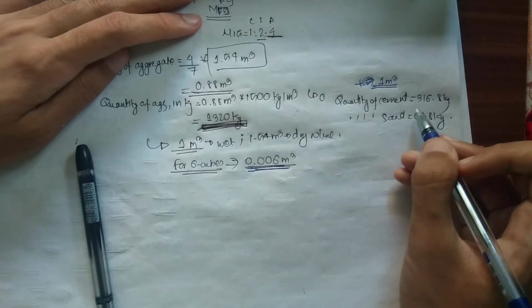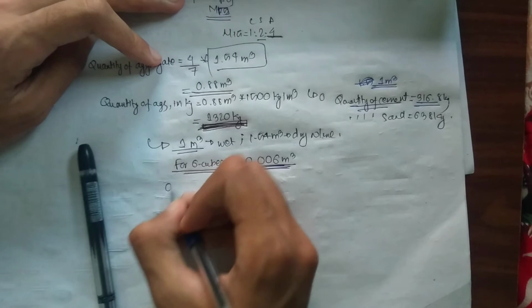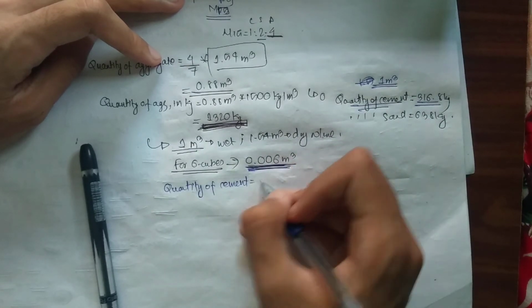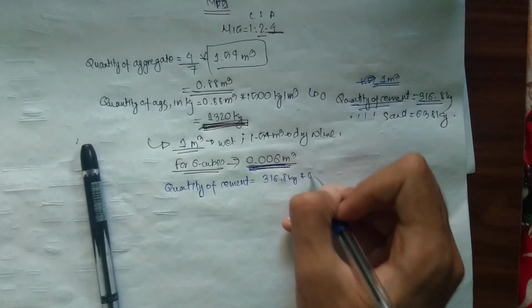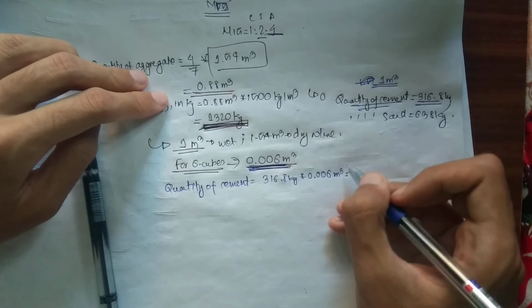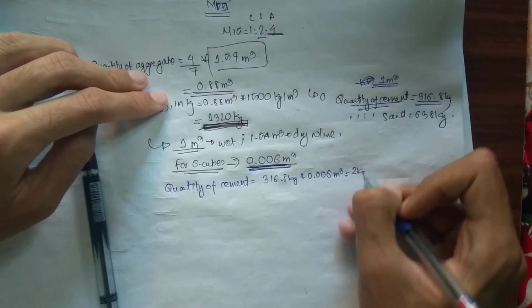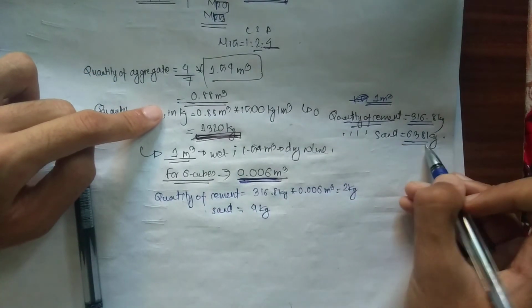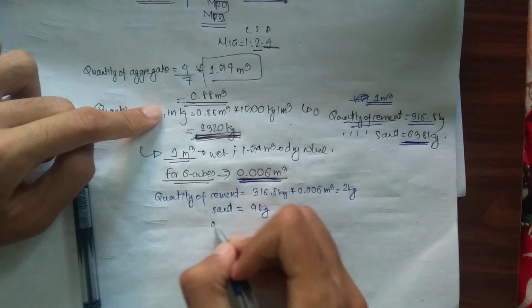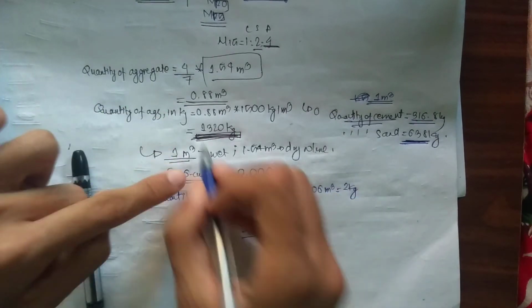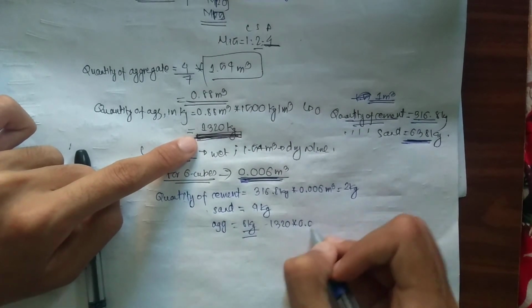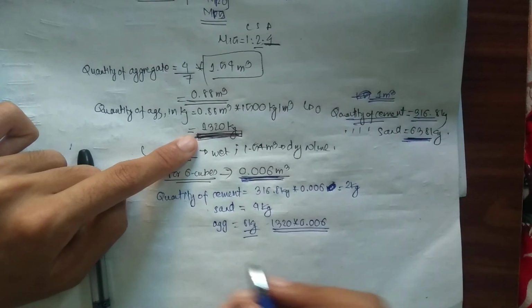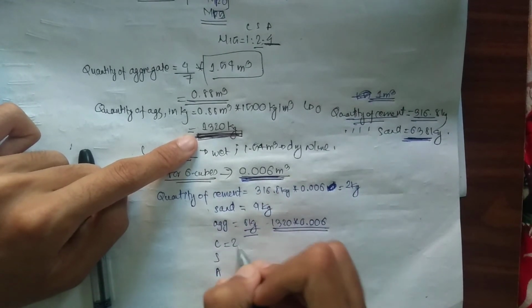So what we simply do is we multiply all these quantities by 0.006. The required quantity of cement for 6 cubes of volume 0.006 meter cube is 316.8 kg into 0.006, which you obtain as 2 kg. Similarly, for sand you multiply 638 by 0.006 and obtain 4 kg. And for aggregate, you multiply 1320 by 0.006 and obtain 8 kg. This is a simple unitary method.